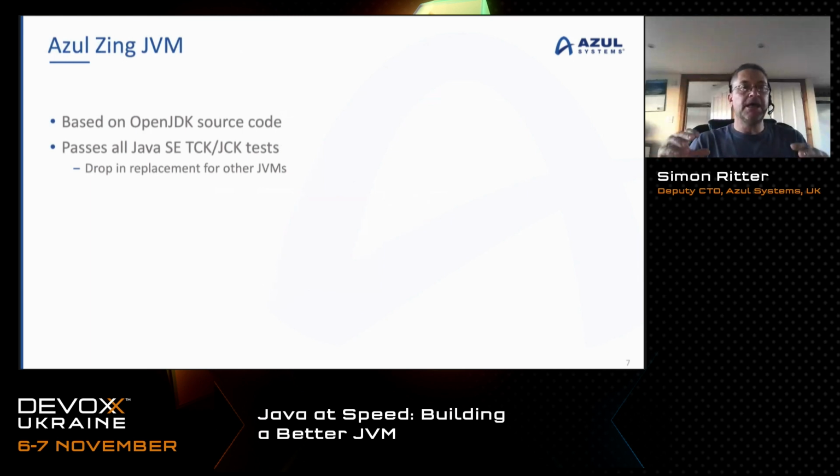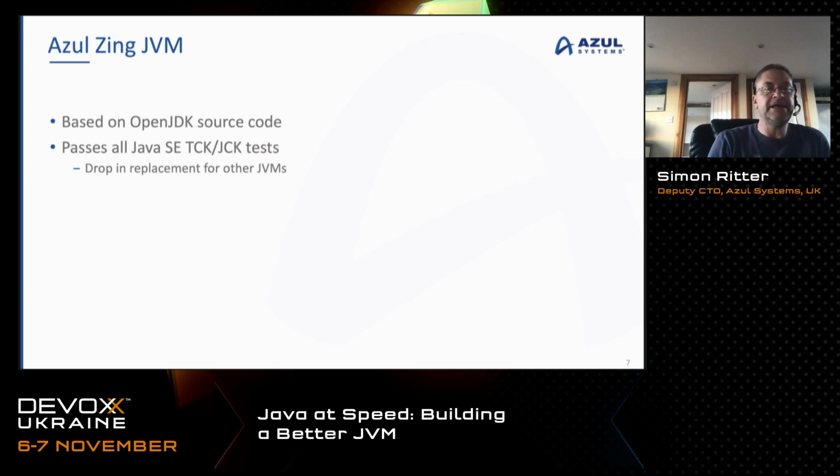First thing about Zing is that it is based on OpenJDK source code. We didn't want to take a completely clean room approach to developing a totally new JVM. That didn't make sense. Lots of the code in the existing JVM in OpenJDK is very, very good, works very, very well. But there were some things we wanted to improve. So we've done that, and then we build Zing as a JVM.